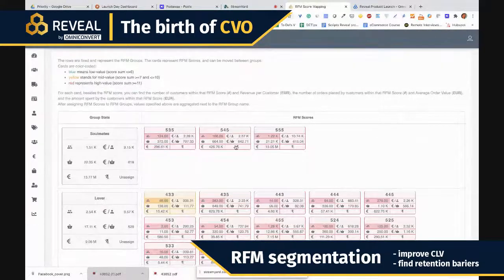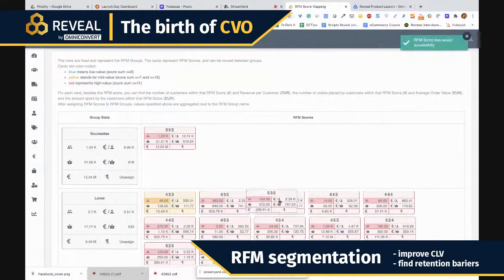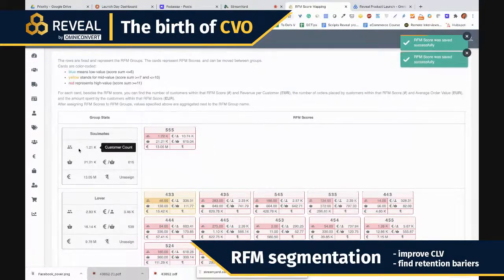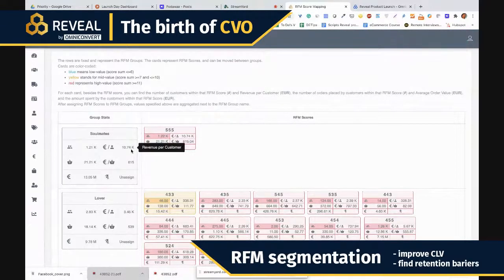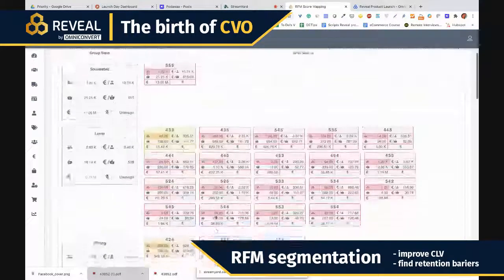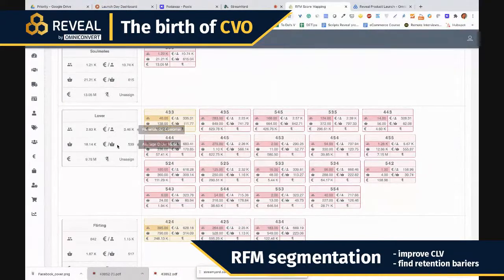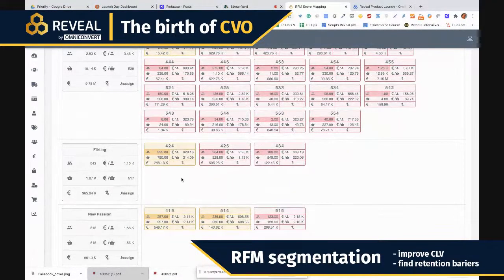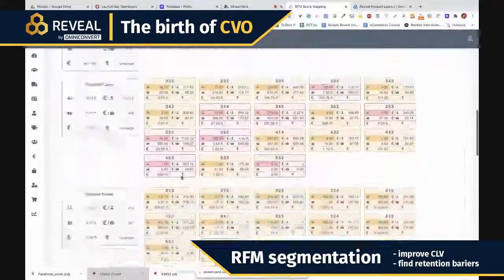So let's take a look at the soulmates. These would be the best customers that you have: 1,200 customers in this example, with 10,000 euro revenue per customer and 21,000 orders, and a total revenue of 13 million euro. The beauty of this system is that it gives you the flexibility to change the customer groups according to these metrics. In this manner, you'll find any kind of anomalies, like the lovers and the flirting, the ones that just place some orders but haven't built the habit of buying from your shop over and over again.